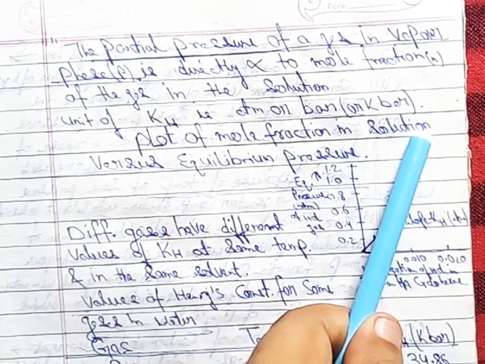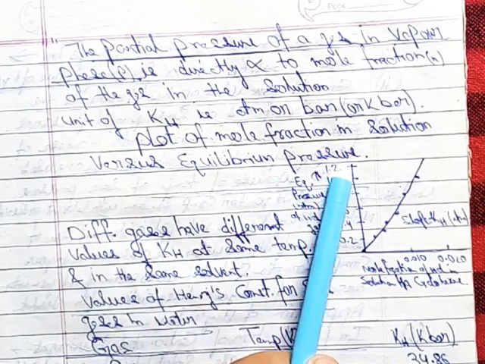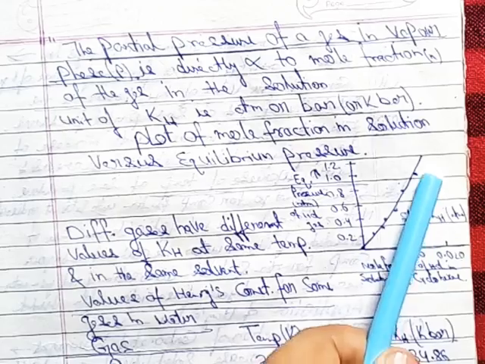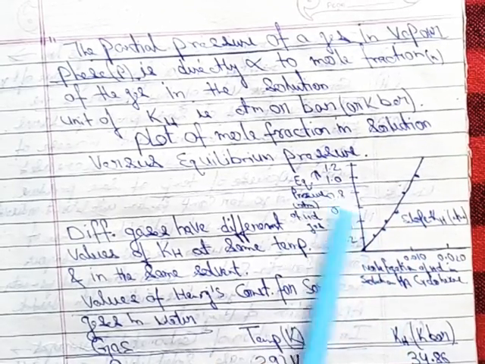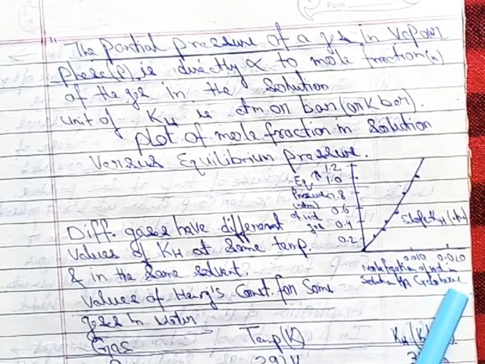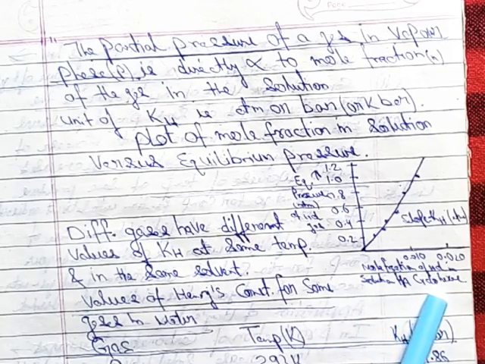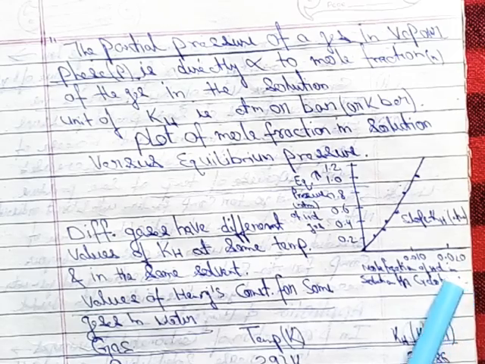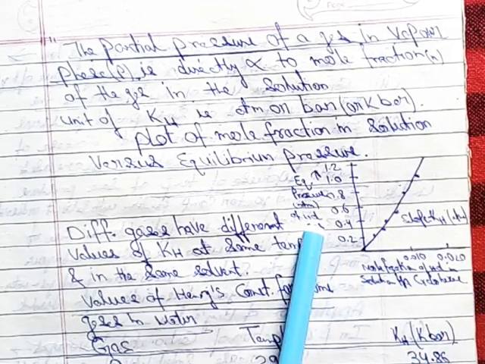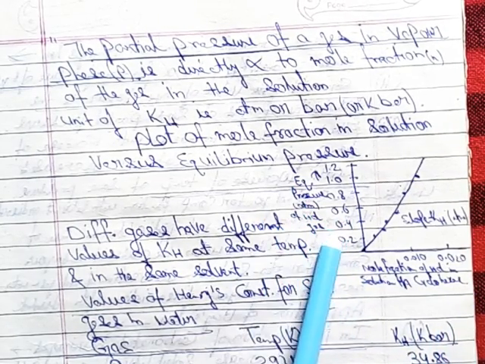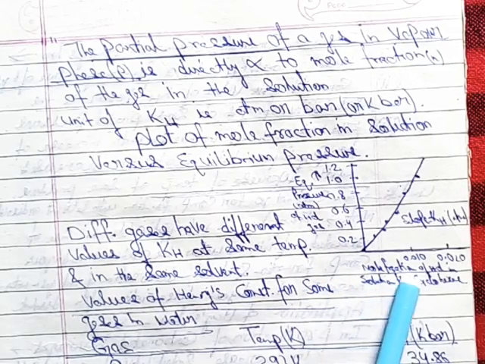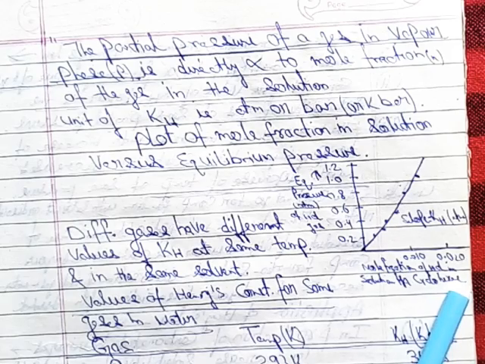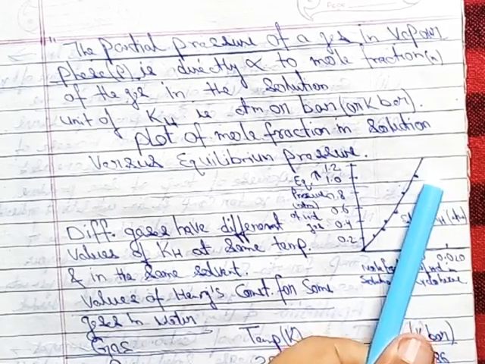Plot of mole fraction in solution versus equilibrium pressure. So a pressure and mole fraction curve is plotted, and what we are seeing is a straight line. When the pressure is increased, the mole fraction of HCl in solution in cyclohexane is also increasing. So with the increase in equilibrium pressure of HCl gas, the mole fraction of HCl in the solution in cyclohexane also increases. So we get a straight line.